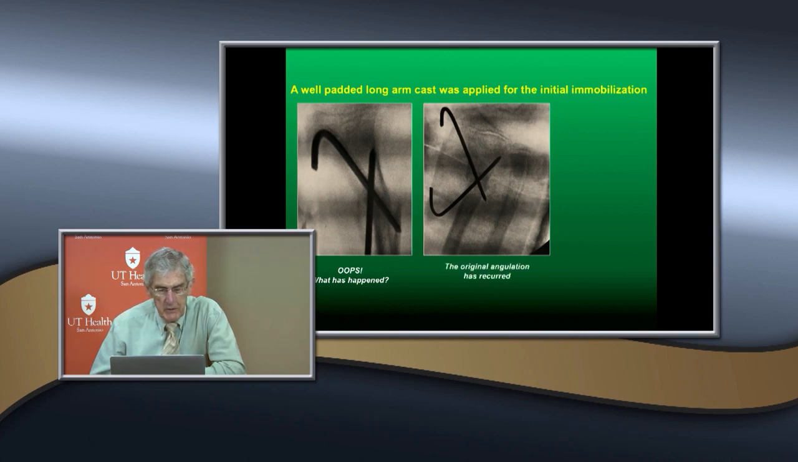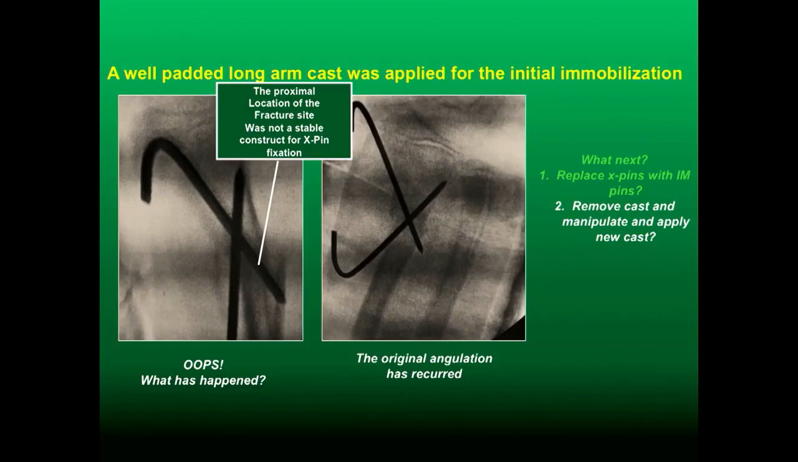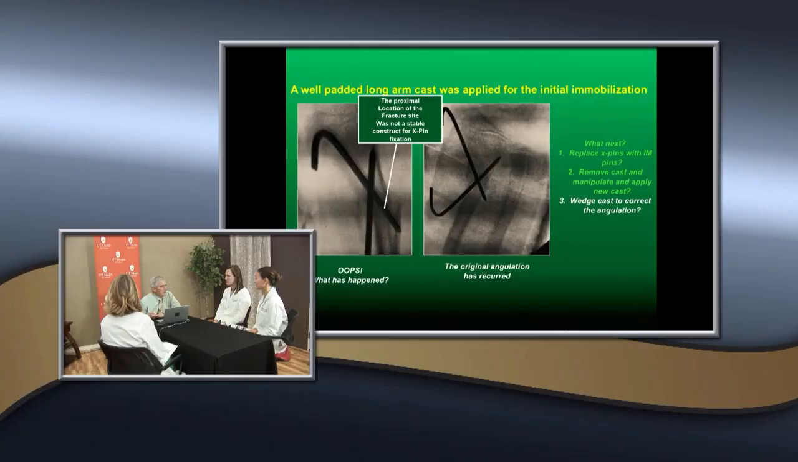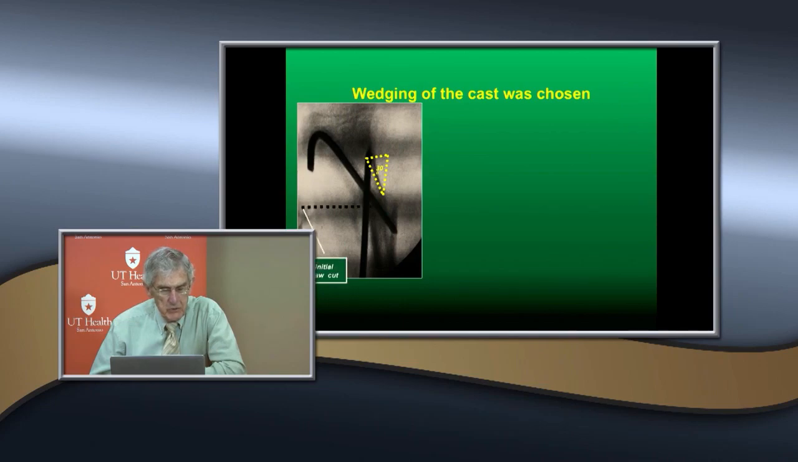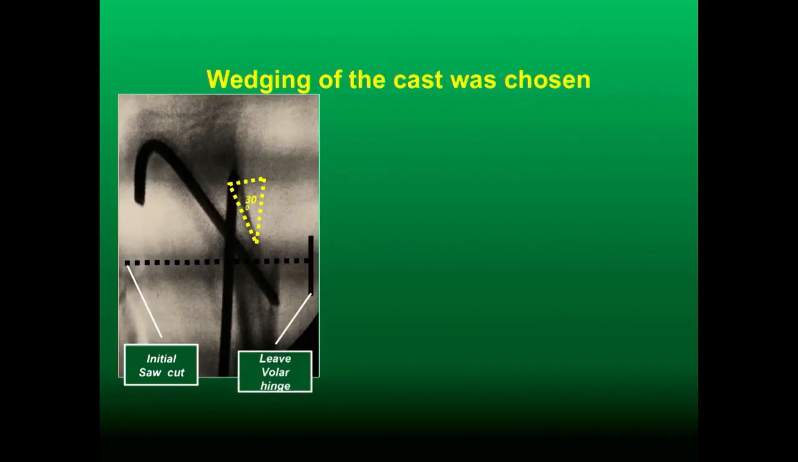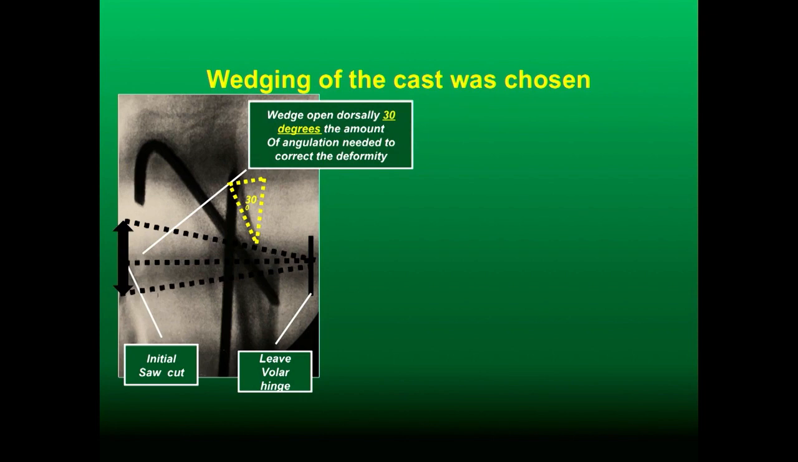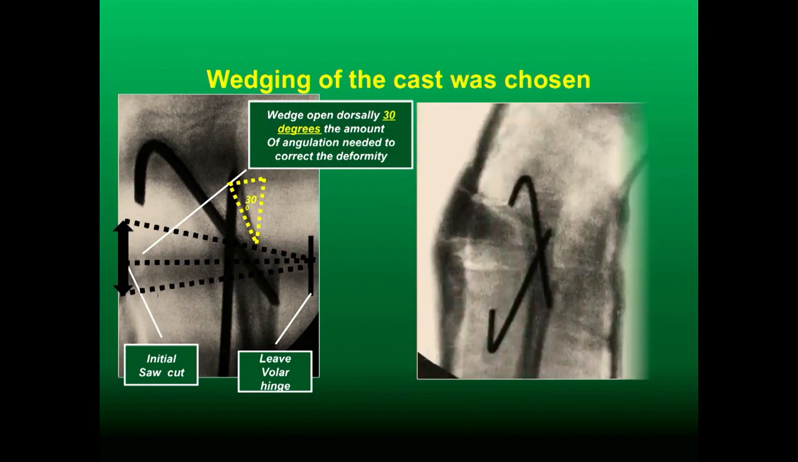So now what are you going to do? The original angulation has recurred, and so the next thing is, you're going to replace cross pins with IM pins, manipulate the cast and apply a new cast, or what other thing can you do? Wedge a cast. You know, that's kind of a lost art. So wedging the cast was chosen. Here's the initial saw cut, and you leave a volar hinge, and we opened it 30 degrees, the amount of angulation needed to correct the deformity.